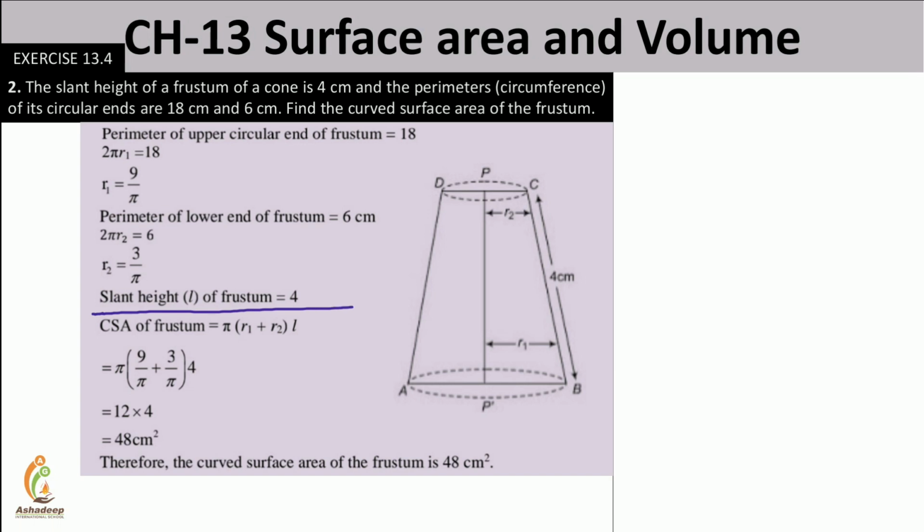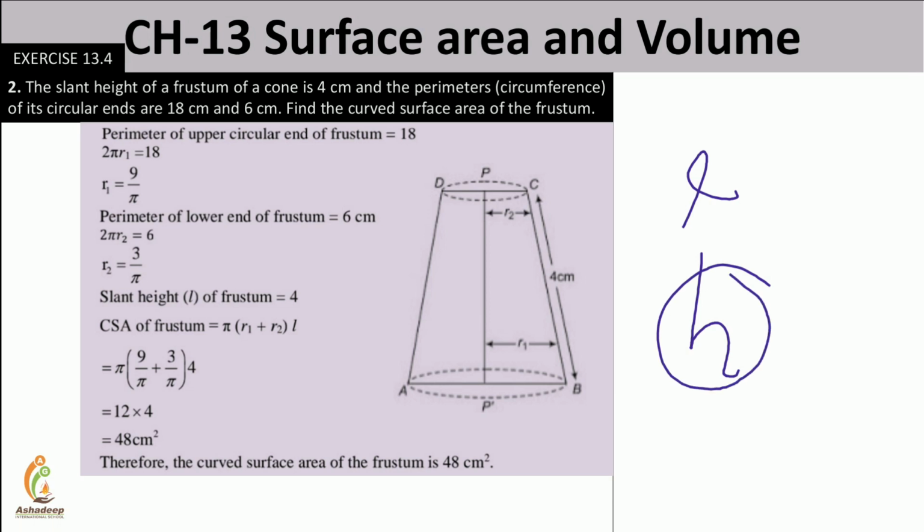Now the slant height L of the frustum of the cone is 4. That is already given. So slant height is given, right? If it is slant height, it is going to be L. But if it is only the height of the frustum of the cone, then that is going to be H. Okay, now this is the slant height 4.